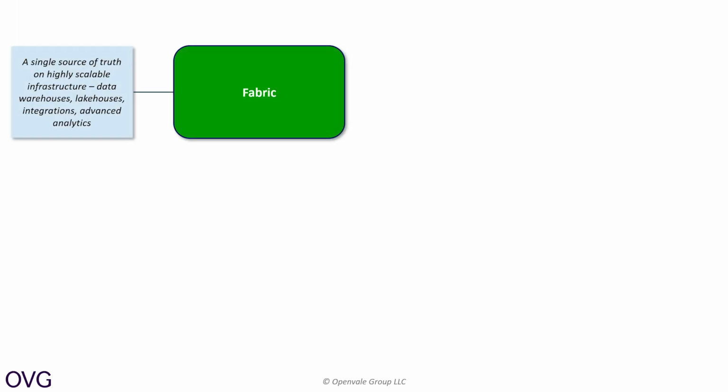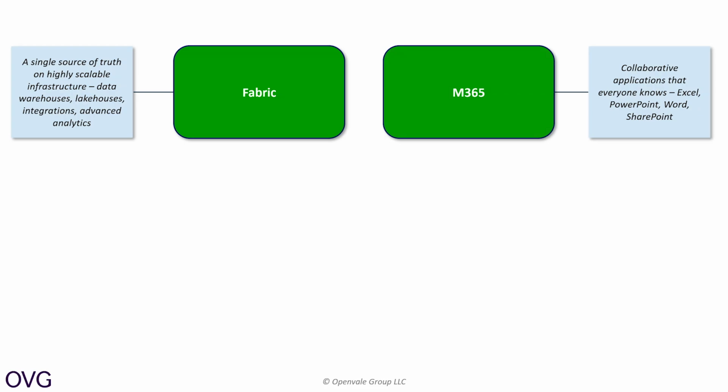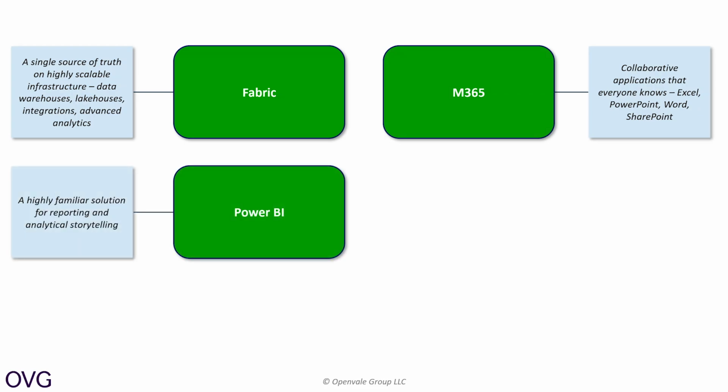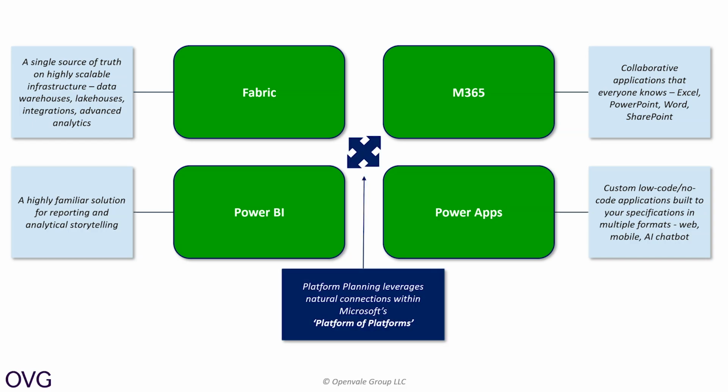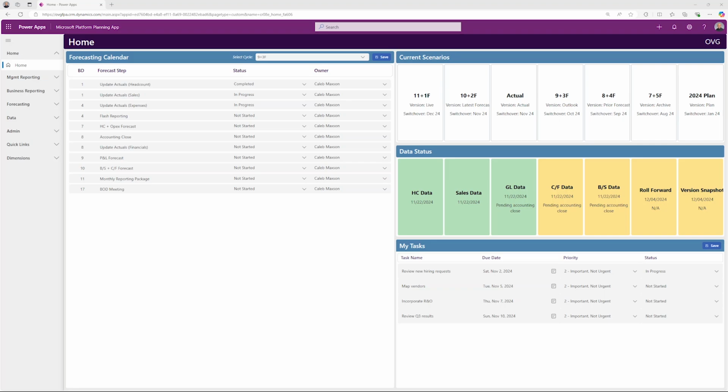In this brief overview, we'll cover data management in Fabric, forecasting in Excel, reporting in Power BI, and user experience in a low-code Power App. Platform Planning brings all of these together in one unified solution. We start from the homepage of the planning app, which can be custom-built from the ground up with low-code, just like a website in Squarespace or Webflow.